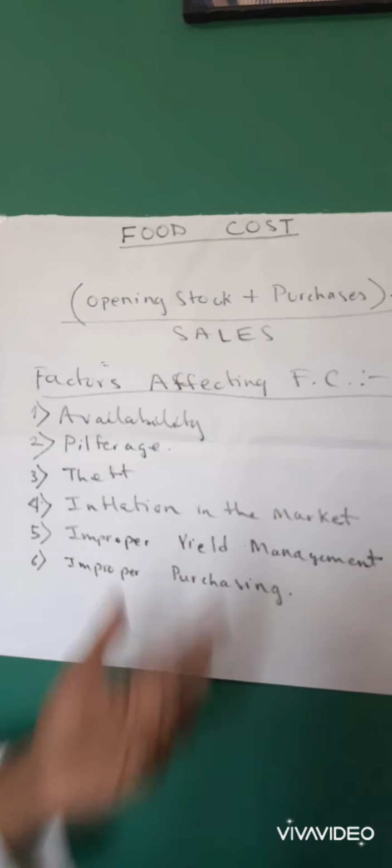Inflation in the market. Now inflation in the market means if the market is not stable enough, all the ingredients you need may not be available at the same price; the prices may increase. Or even, if the income capacity of the people goes down, and the footfall in your restaurant is less, then of course your food cost is going to go high. So if inflation is there in the market, it's going to affect your food cost.